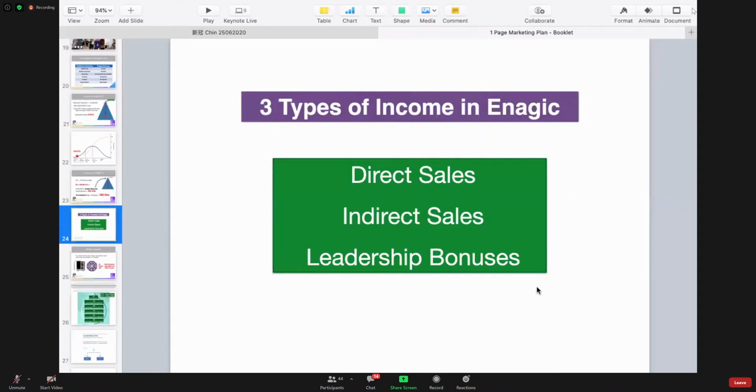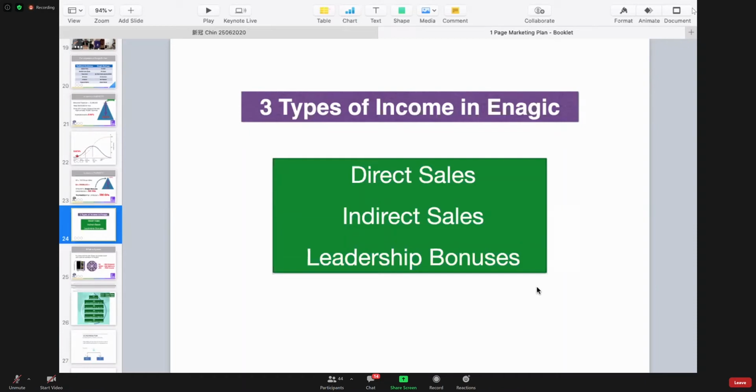Now, what about this third one called the leadership bonus? That is when you make some money, let's say for example 6A, which is 250 to 300,000 ringgit. You make money, but now you are helping other people to do it. So when you are 6A2, that means you already have two 6A. You have already helped two other people become 6A. Then the company starts to pay you this leadership bonus.